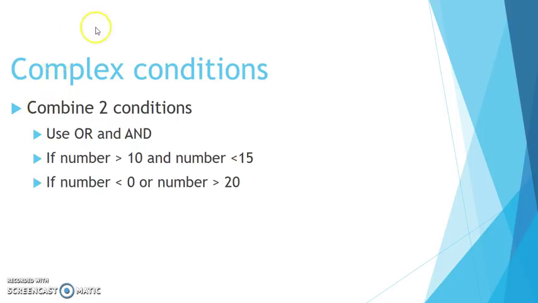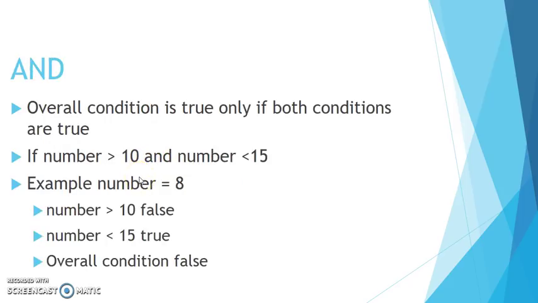So here we have things like if number is greater than 10 and number is less than 15, then we might do something. Or something like if number is less than 0 or number is greater than 20. So notice here we've got the and the or. So we'll just look at some examples.